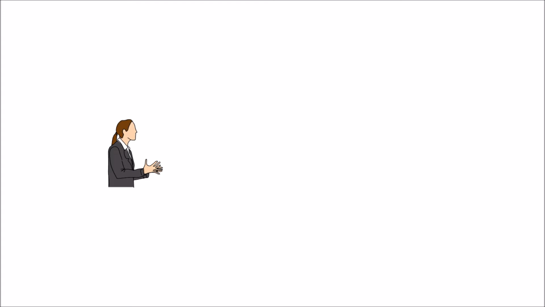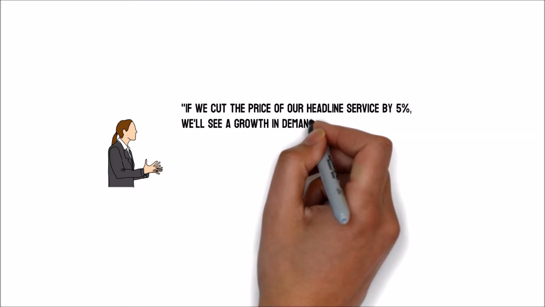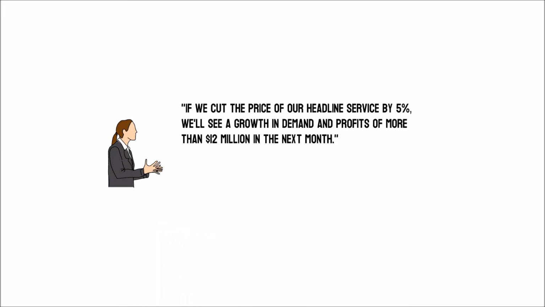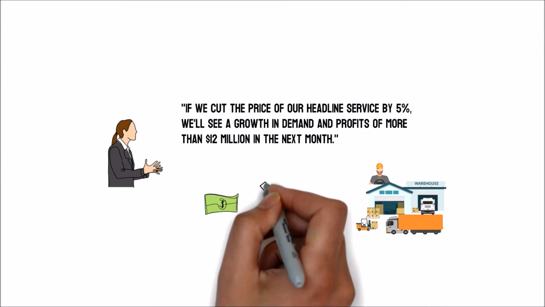In this scenario, the alternative hypothesis may be something like, if we cut the price of our headline service by 5%, we'll see growth in demand and profits of more than $12 million in the next month. From the other side, the null hypothesis would imply that sales would remain flat or even fall from the $12 million starting position. P-value and significance level.